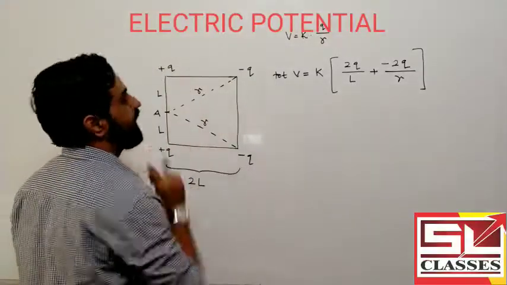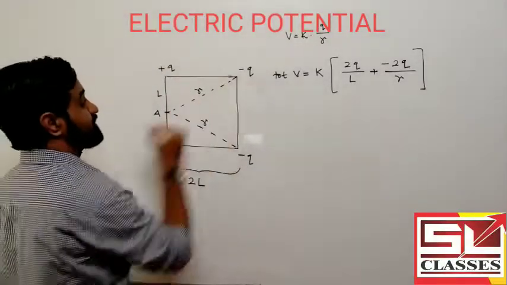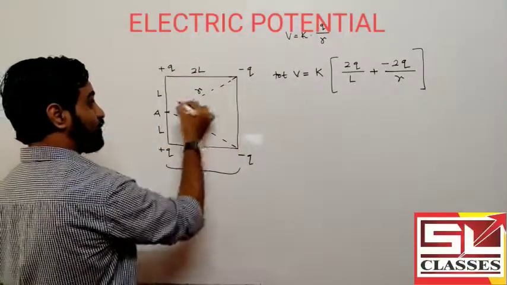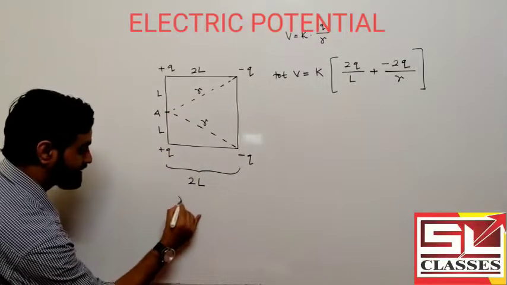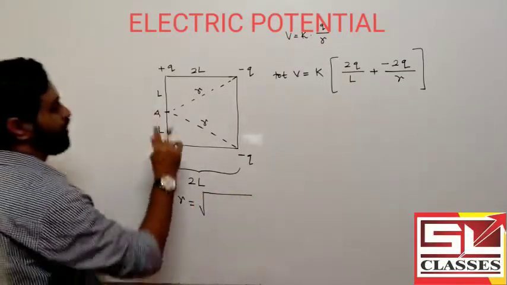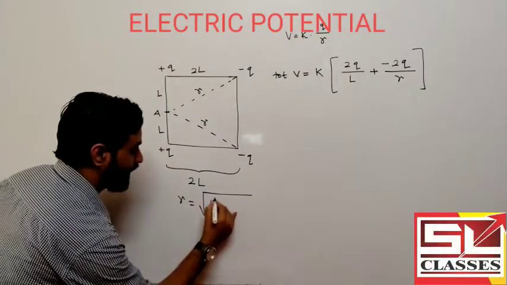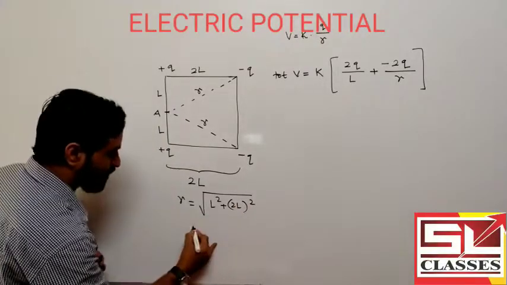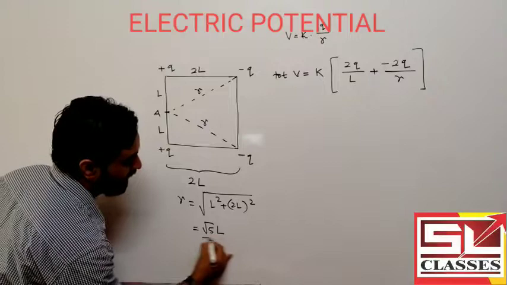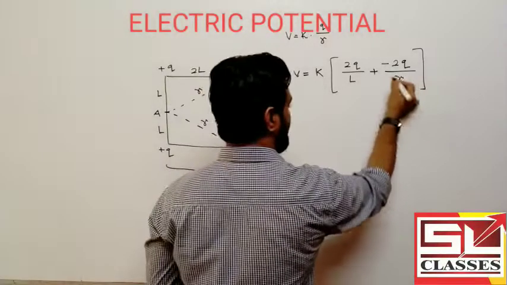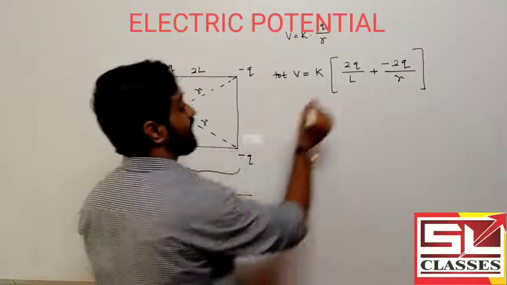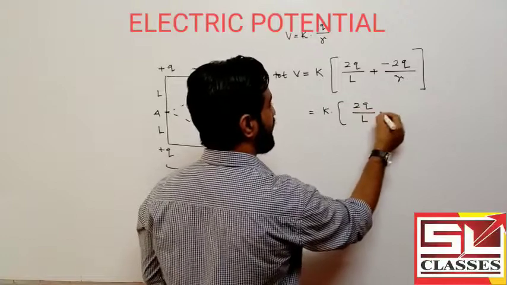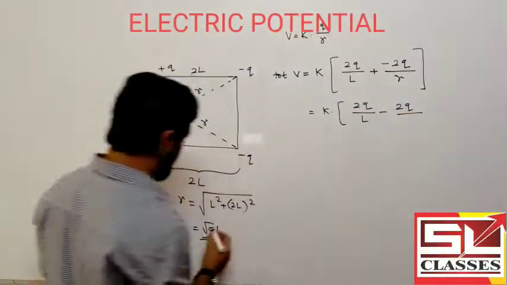Now what is this distance R? Using Pythagoras theorem, you can find this distance R. We know this is 2L, okay, this is L. So when we take this hypotenuse side, using Pythagoras theorem, we can write R is equal to root of L square plus 2L the whole square, where this will be 4L square plus L square, 5L square, so this is root 5 L. Okay, so for this distance R, you can substitute root 5 L, so this will be K into 2Q by L minus 2Q divided by root 5 L.